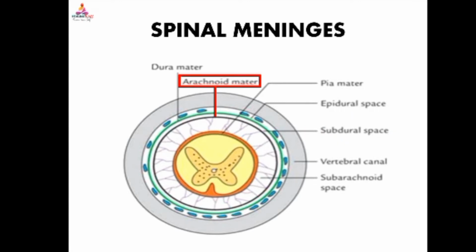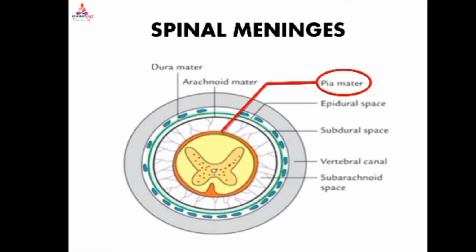Next is the arachnoid mater. Arachnoid mater is a thin, delicate, transparent avascular membrane which invests the spinal cord loosely. Above it is continuous with the arachnoid mater of the brain, and below it extends up to the lower border of second sacral vertebra, S2.